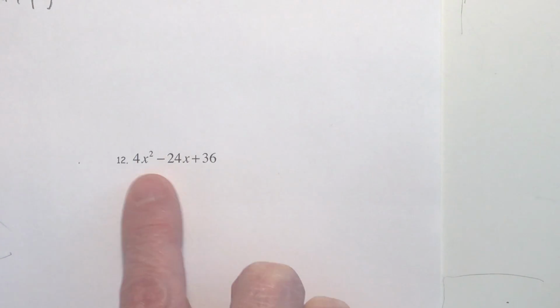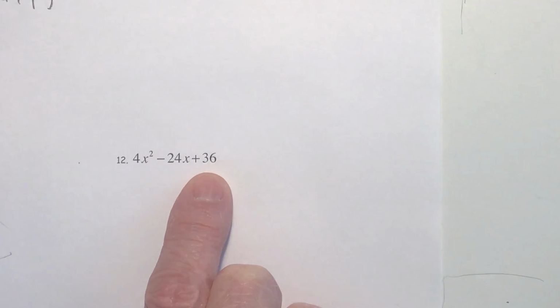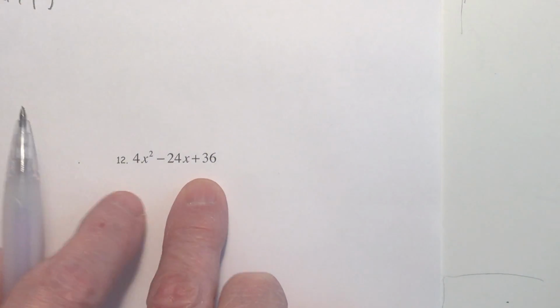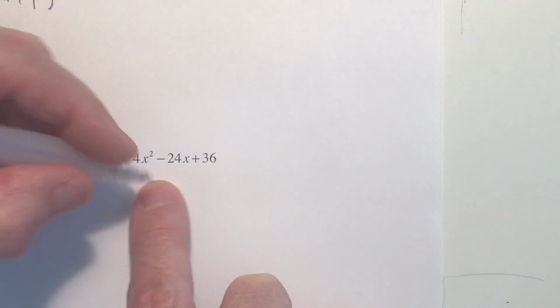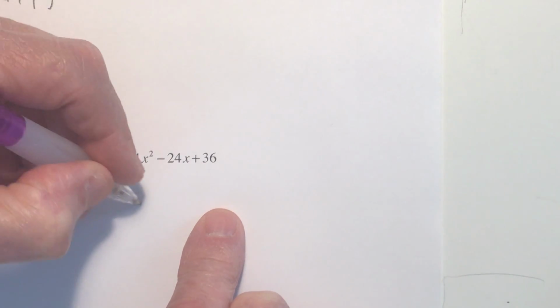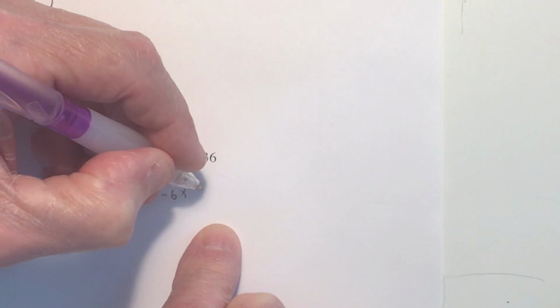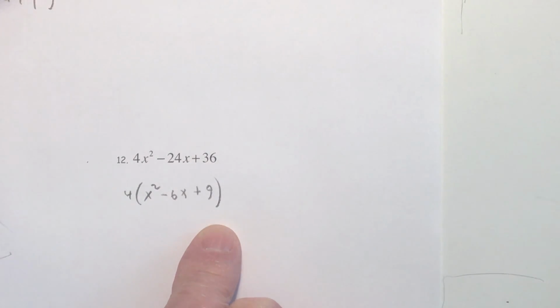You might jump in here and do 4 times 36, but that would make an unnecessary extra bunch of steps. Everything is divisible by 4. We have a GCF of 4. 4 times x squared minus 6x plus 9.